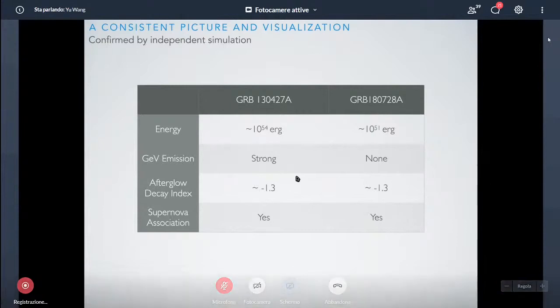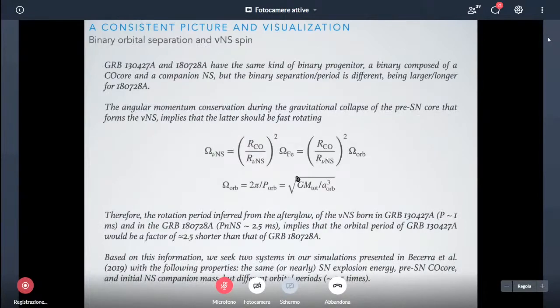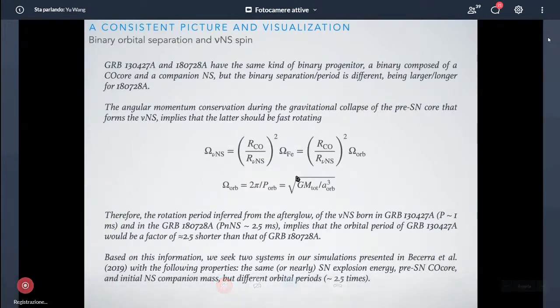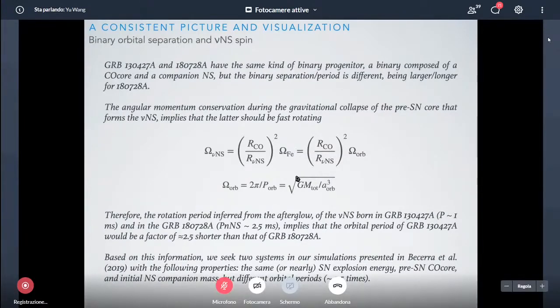But for the afterglow, the X-ray afterglow of GRB 130427A is more luminous, but they share the same power law, as I said before, with index minus 1.3 after more than 10 days of both systems. Both GRB sites emerge with a typical type Ic supernova optical signal, and the spectra of these two supernovae are almost identical. So these two GRBs have the same kind of binary progenitor. That is a binary composed of a CO core and a companion neutron star. The difference is they have different binary separation.